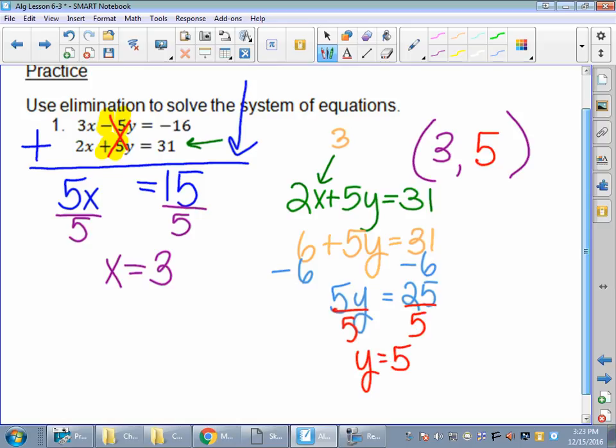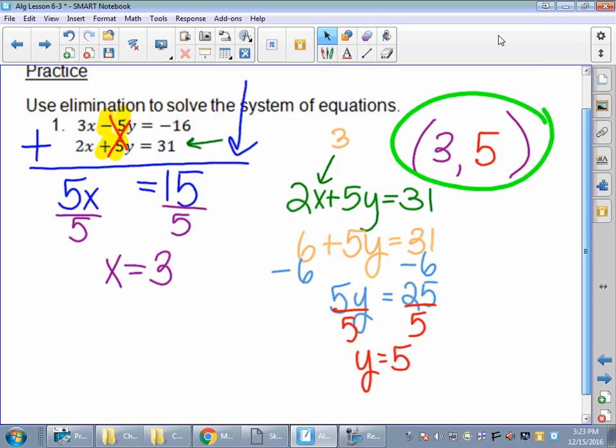I got a y equals 5. So my solution is 3, 5. I could go back and check this. There's always a built-in double check. I could put a 3 in for the x, 5 in for the y, and see if I get the right answer when I do the math for both of the equations.